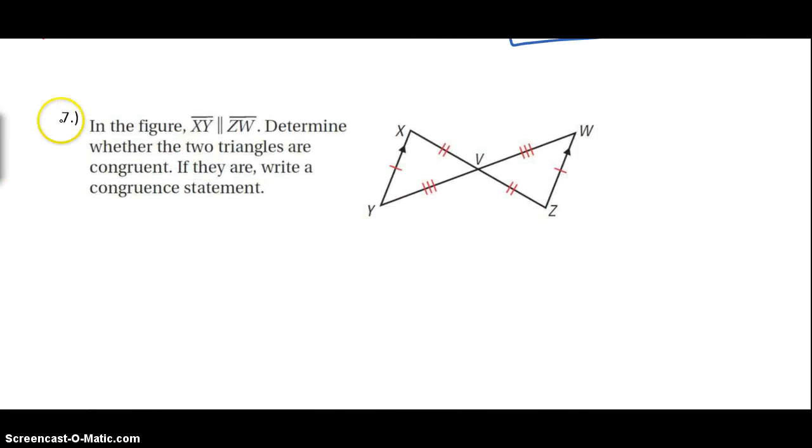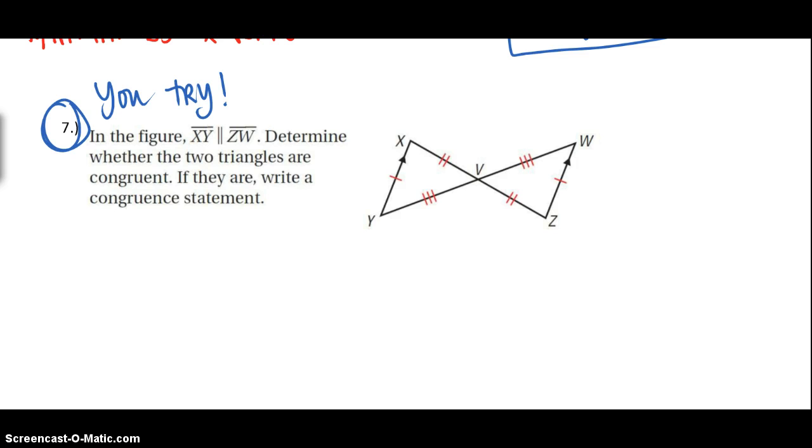So down here, what I want you to do is try number 7. It's going to be just like number 6. You're going to list off the corresponding parts. You're going to look for alternate interior angles. You're going to look for vertical angles. Do those things. Don't come in and say, I can't do it, because I know all of you can find at least a vertical angle. And I know most of you can find the alternate interior angles. And I know there are a few of you that are going to get this completely right.